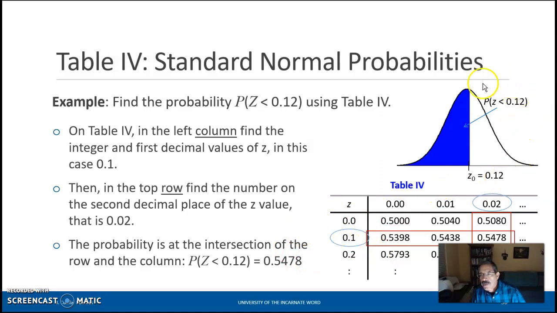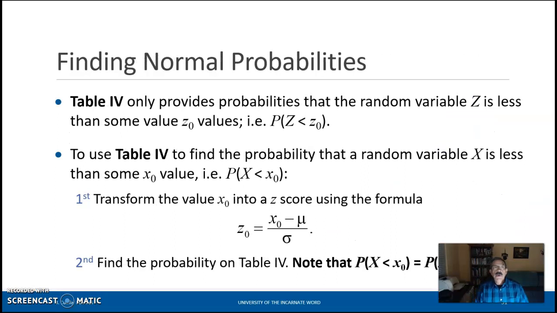Another thing I do every time I calculate a probability is sketch the normal distribution and mark the z value and the area that represents the probability that I'm looking for. Here I'm shading the area to the left of the z value whose probability I'm looking for. All right, so remember, table 4 only provides probabilities that the random variable z is less than some value. So I emphasize less than.